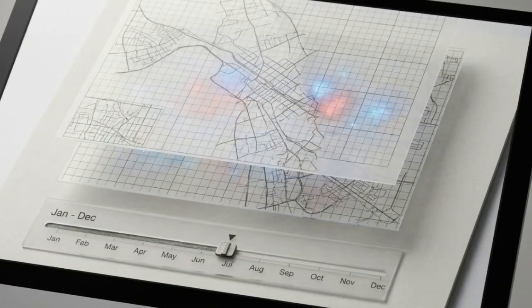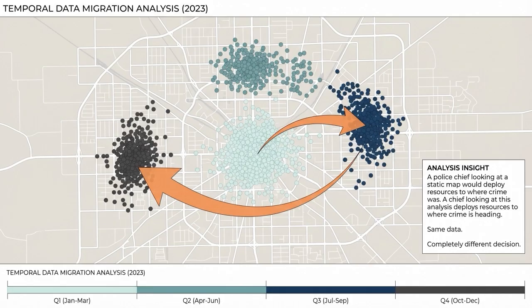Now we can add the element of time. Our third question: is the crime pattern moving? When we group these records by quarter, we see that the activity isn't static, it's shifting. This orange arrow shows the center of crime migrating across the city from January through December. This changes the strategy. The hotspot map shows where crime was in the past. This space-time map shows where the activity is heading right now.